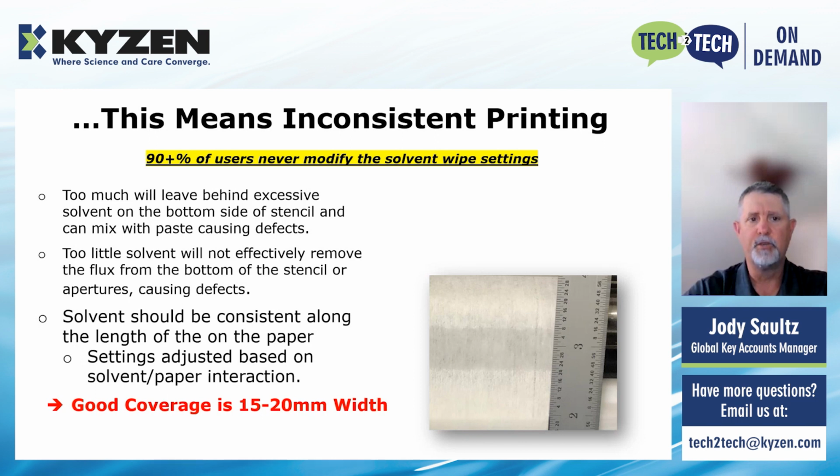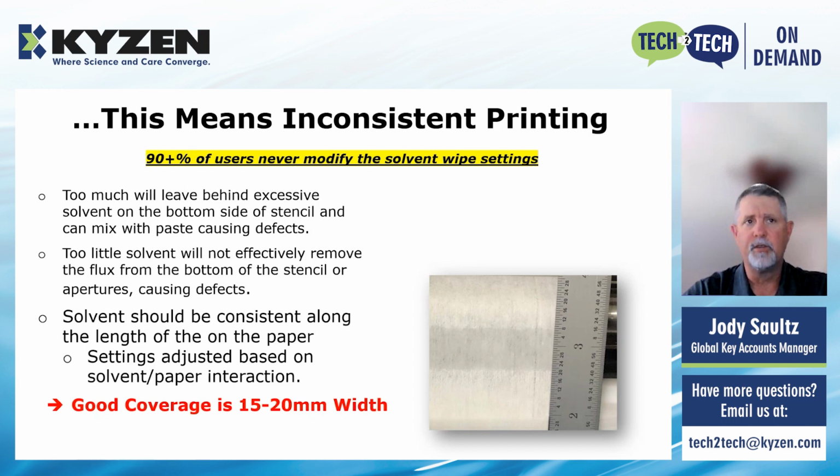So too much will leave excessive solvent behind. It'll leave too much solvent on the bottom of the stencil and can mix with the paste, giving you an intermix or contamination of paste. Too little solvent won't effectively remove the flux from the bottom of the stencil or apertures. This also can cause defects, and solvent should be consistent along the length of the paper.